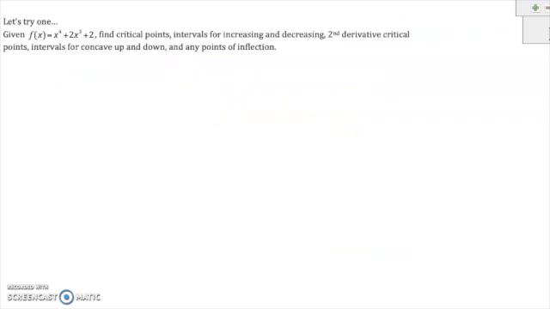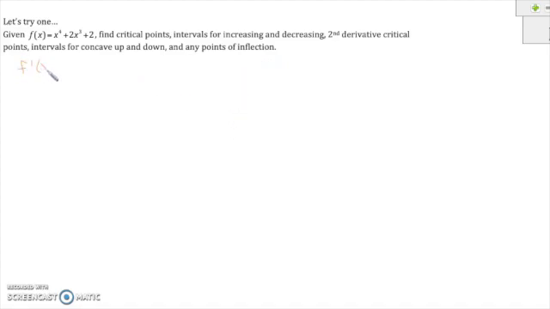All right, let's try one. So we're given the function. Now we're asking for a lot. Find the critical points, the intervals where we're increasing and decreasing, the second derivative critical points, the intervals for concave up and concave down, and any points of inflection. Oh my God, does this just sound like the most fun problem ever?